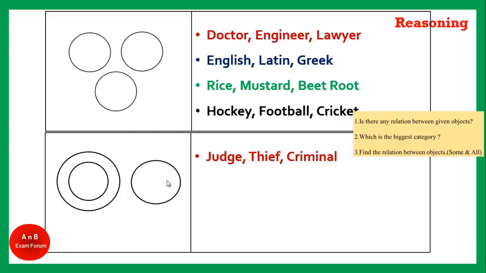Every thief is a criminal, you know. So for the last step, find the relationship between the objects. Is there any relationship between thief and criminal?